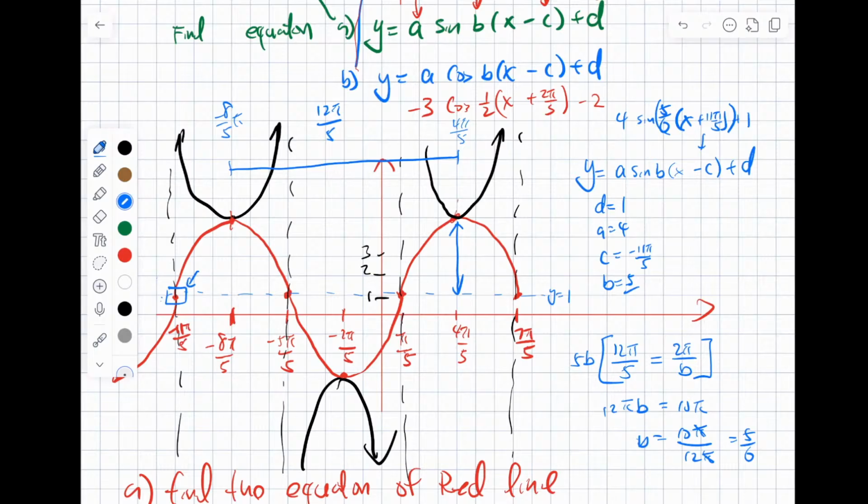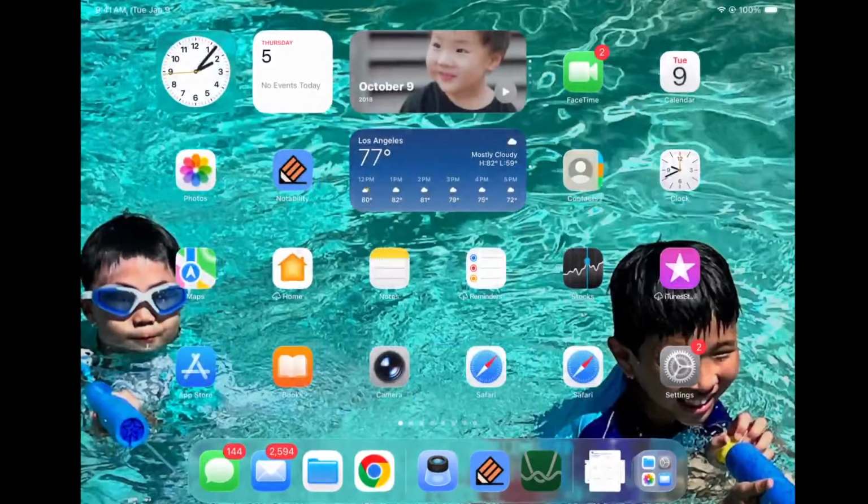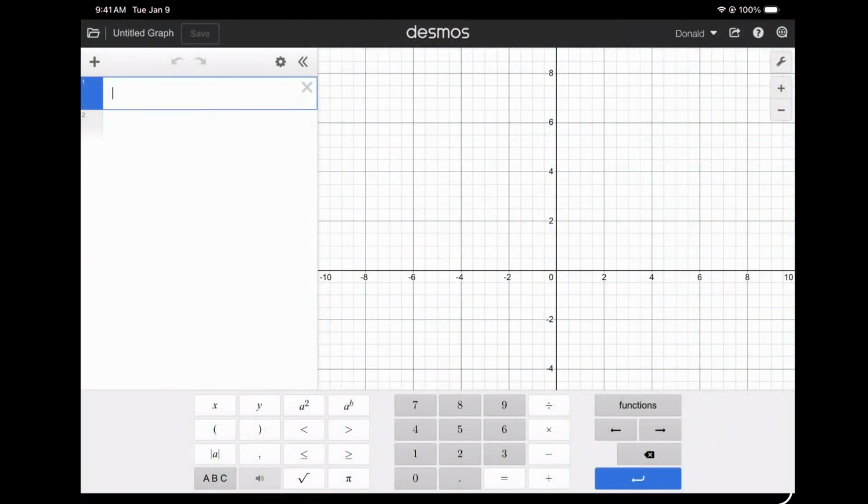How do I use decimals? How do I use it correctly? This is how I use it correctly, because I have to type it in. I have to do it here.